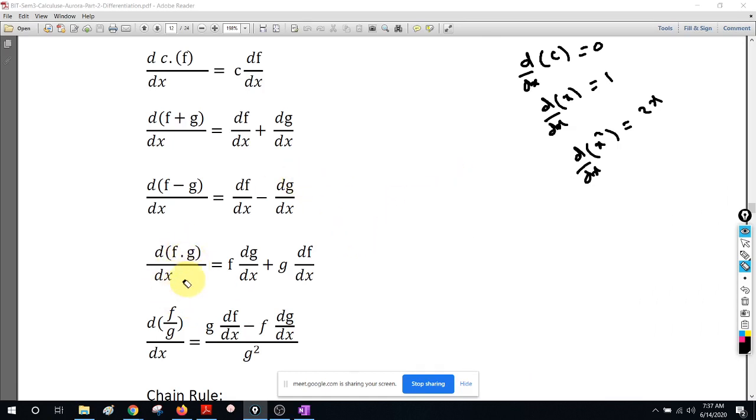So the multiplication rule says, d by dx of f into g is f into d by dx of g plus g into d by dx of f. How to remember this: first into the derivative of the second, plus second into the derivative of the first. Don't worry, these things will come to your mind if you have understood the concept. So let's do an example.